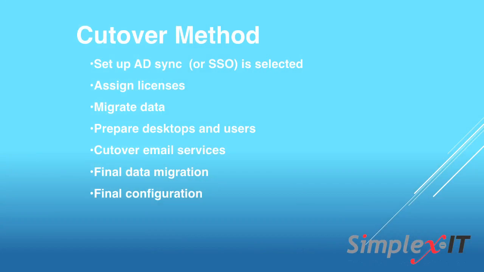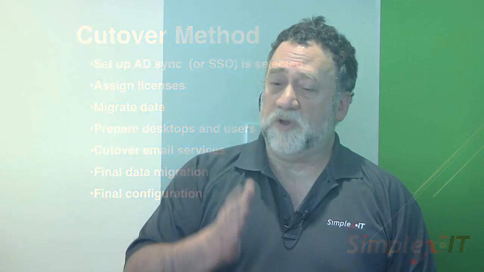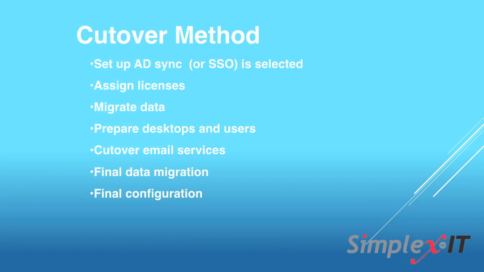We then prepare the desktops and users. In some cases, especially if they're using older versions of Office, we may have to do some patching, we may have to do some preliminary stuff. We then finally do a cutover. The cutover is literally exactly that. We take the plumbing so it's no longer going to the Exchange server, it's now going to Office 365. And at that moment, the emails are going to the new spot. Okay? We then do one final data migration. That's everything that has been received since the time we kicked it off. And then the final configuration for everybody's desktop. And we'll talk about that in a minute.